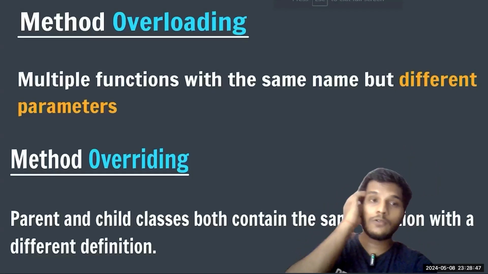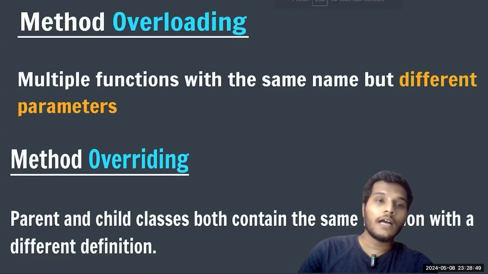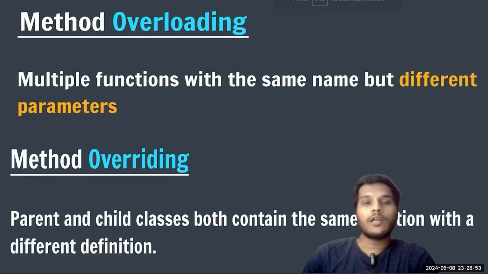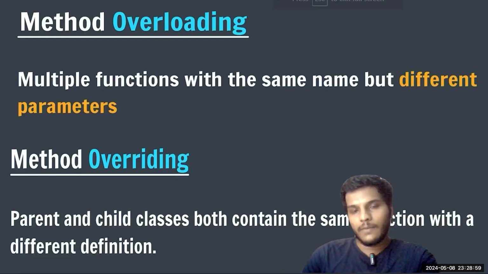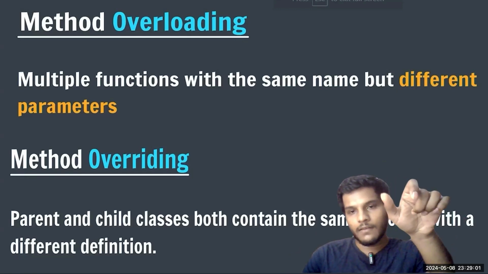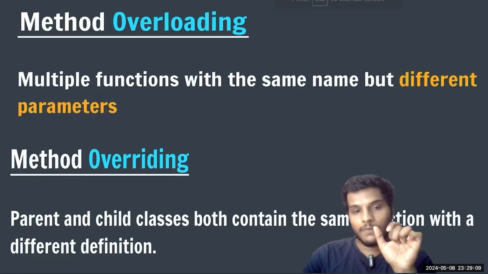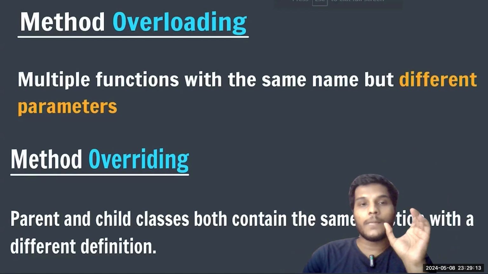Before moving to code, I have this next slide, which has the definition of both method overloading and method overriding. Method overloading is multiple functions with the same name but different parameters. In method overriding, the parent and child class both contain the same function but with a different definition. So these are the definitions of method overloading and method overriding.